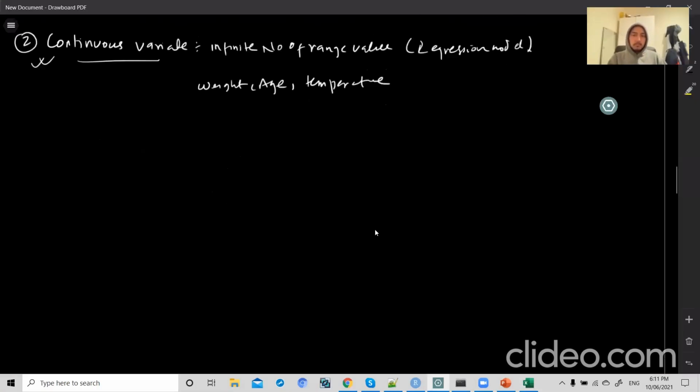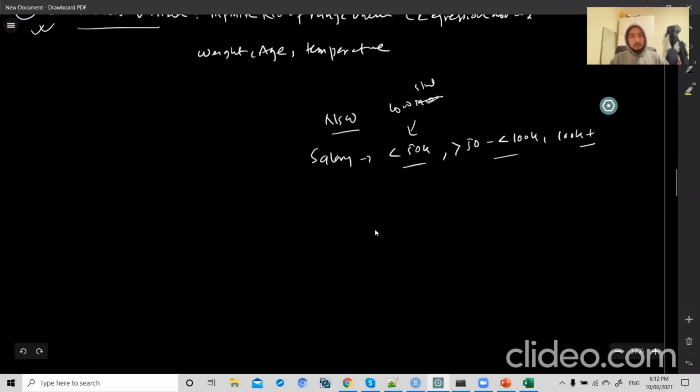How do we lose information? Suppose, for example, in NSW we have the salary of people: less than 50K per year, greater than 50 but less than 100K, and 100K plus. If we categorize the salary based on these three, less than 50K is low income, low status, then upper status, and high status.